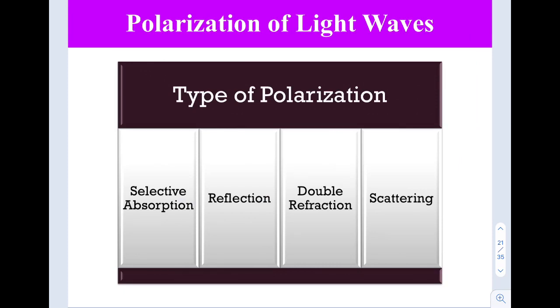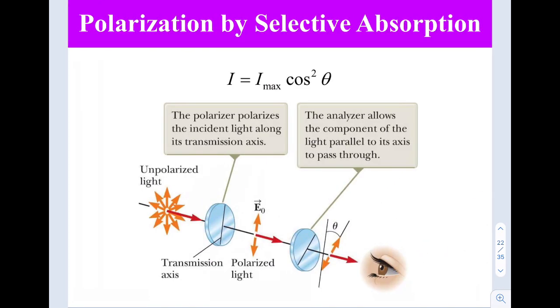Okay, so the 4 types of polarization of light waves can be done via selective absorption, reflection, double refraction, or lastly by the scattering method. So the first one is polarization by selective absorption. If you see here, this is the schematic diagram of the process for selective absorption.